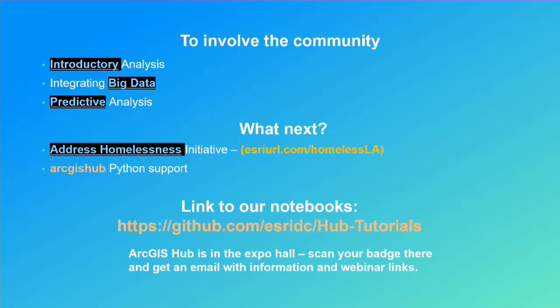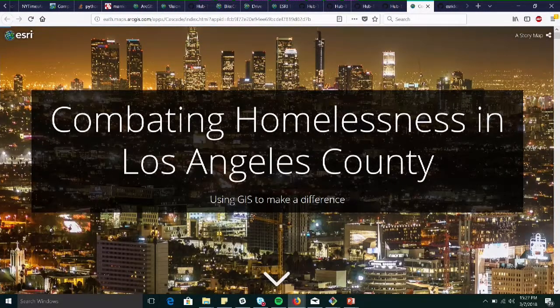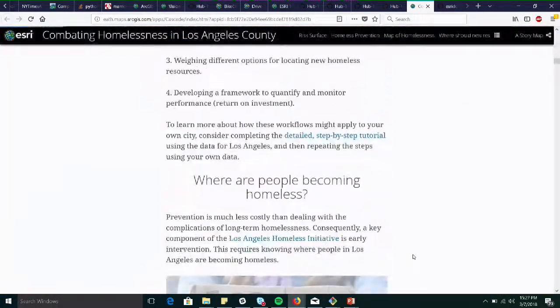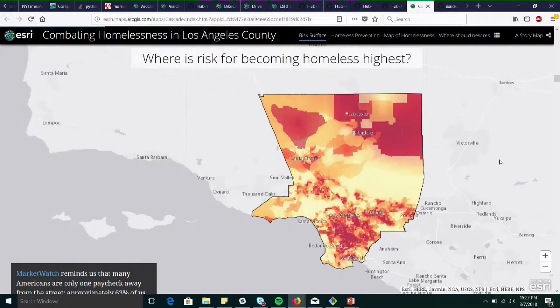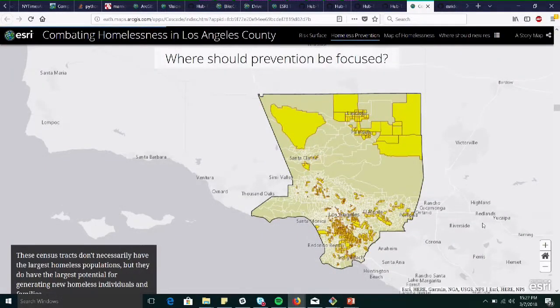So to encourage citizens to get community involved, we've got tutorials spanned through various fields here. And what next? We're trying to get started with an address homelessness initiative. I'll be showing you a particular story map put together here by the team that works out of Redlands. So it's combating homelessness in the LA County. So they go ahead and explain what it is, and then they show various risks and various factors that contribute and which areas need more focus and not. So it's a very detailed story map, which I encourage you to go and look at.